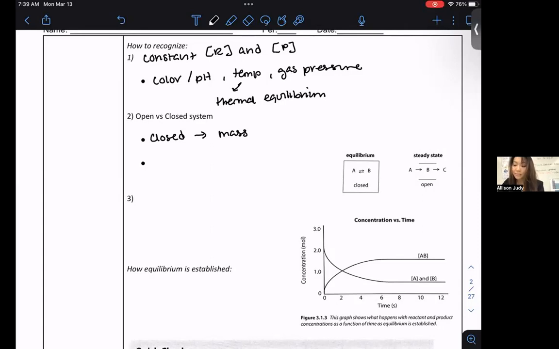Is the mass not changing? Well, that's actually a little hard. Let's put it this way. You could look at mass if it was a heterogeneous system. In a closed system, you could look at mass versus pressure, if you're going from a solid to a gas, stuff like that.